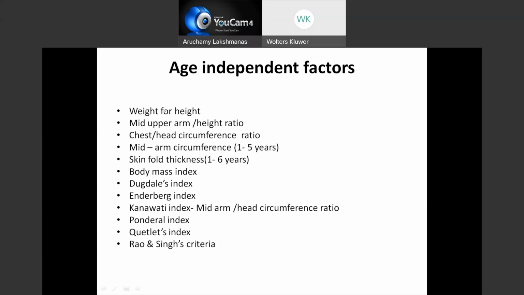Age-independent factors can be calculated independent of the age. These include weight for height, mid-upper arm to height ratio, chest to head circumference ratio, mid-arm circumference, which is static from 1 to 5 years, inflow thickness from 1 to 6 years, body mass index, Dugdale index, Endenberg index, Canavati index, Ponderal index, Kutless index, and Rao-Singh criteria.